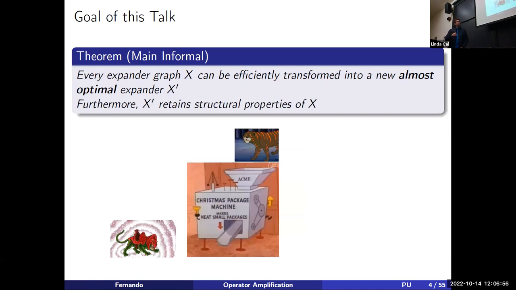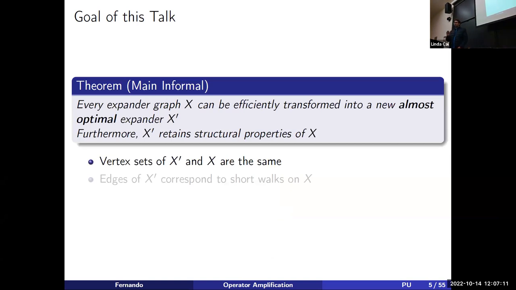So in the cartoon picture, if you start with that expander that was not optimal, you need to transform it to something that's almost optimal, but it still retains properties of the original input expander. That's going to be the goal. Let's detail some properties that the transformation is going to preserve. The first property is that the vertex set is the same. So the new and the old graph have the same vertex set. The edges of the new graph correspond to short walks in the original graph. So you're not creating transitions that were not there in the graph.